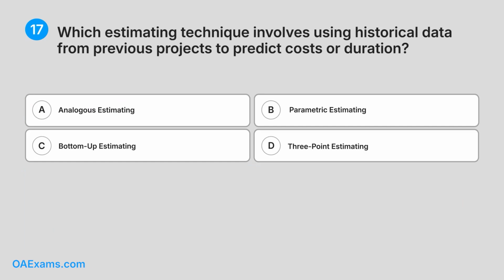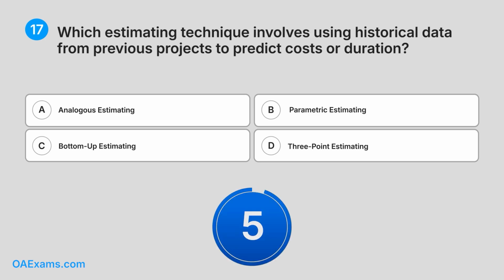17. Which estimating technique involves using historical data from previous projects to predict costs or duration? A. Analogous estimating. B. Parametric estimating. C. Bottom-up estimating. D. Three-point estimating. Do you know the answer?